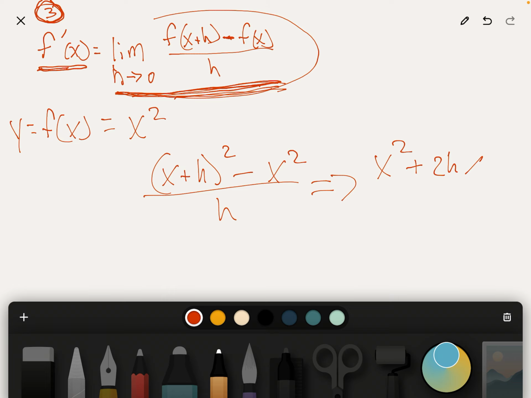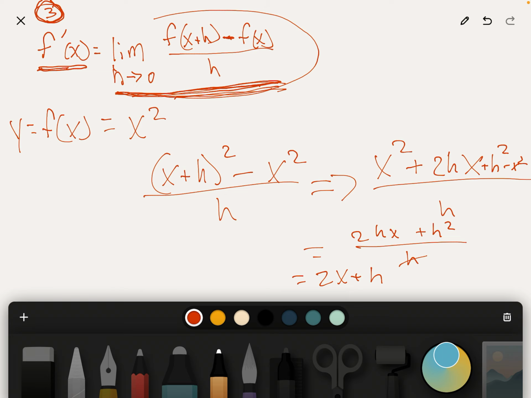plus h squared minus x squared over h, and that equals, you have an x squared minus x squared, so you have 2hx plus h squared over h, and you can divide out by h, and you get 2x plus h, but as h goes to 0, this goes to 2x. Okay, just review.